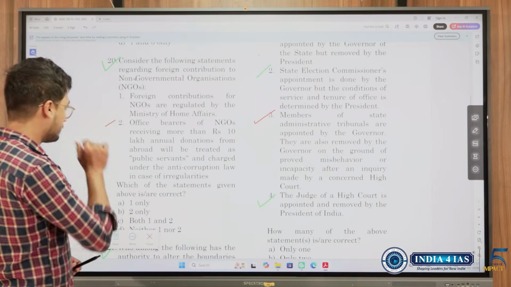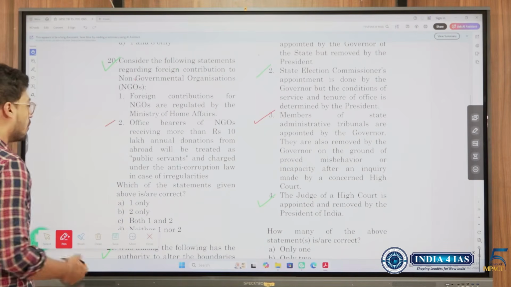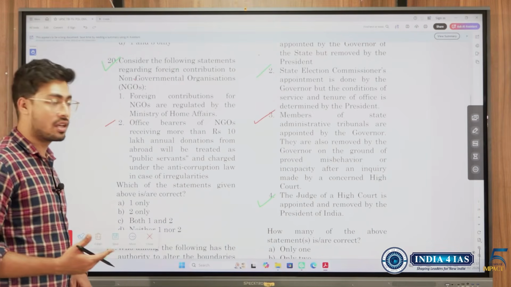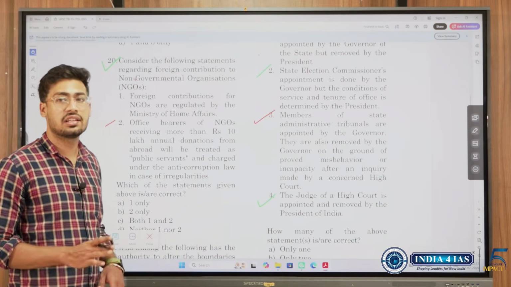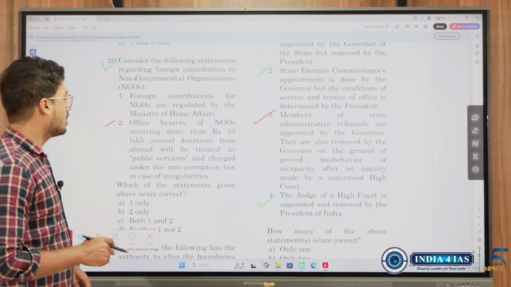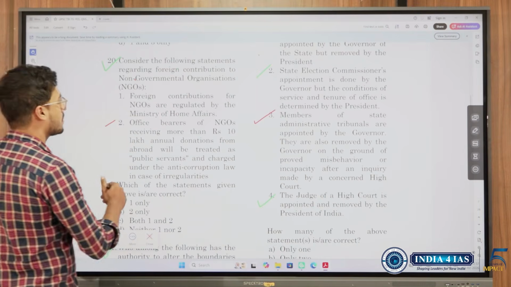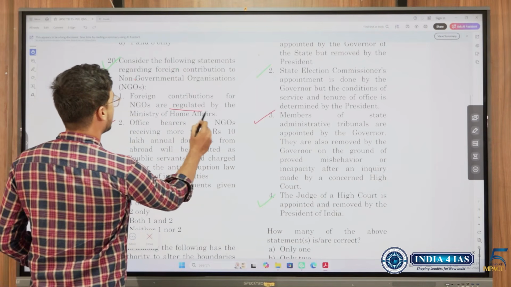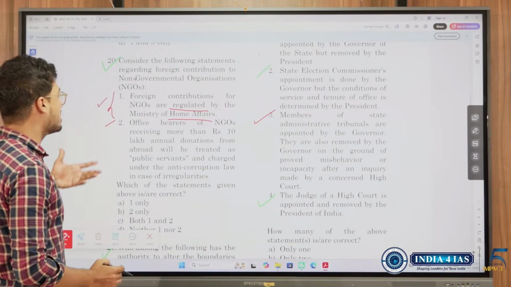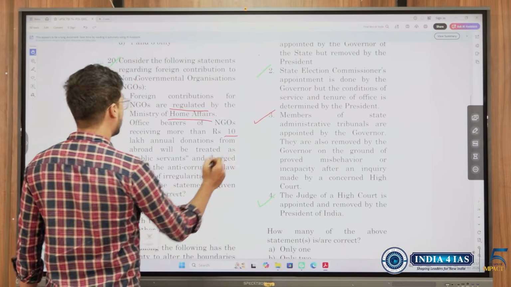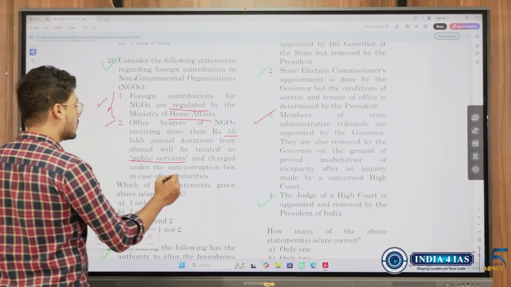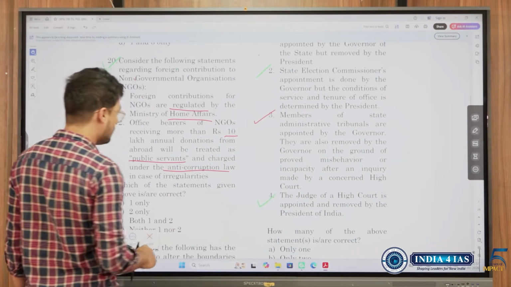Question on NGOs. Here also there is a new thing. We know about NGOs and why NGOs are formed. Then there was FCRA, the Foreign Contribution Regulation Act, to regulate the NGOs that were getting a substantial amount of funding from international personnel or bodies. So FCRA is regulated by the Home Ministry. This is correct. Now this you should know. Office bearers of NGOs receiving more than 10 lakh annually as donation from abroad are treated as public servants when it comes to anti-corruption law.